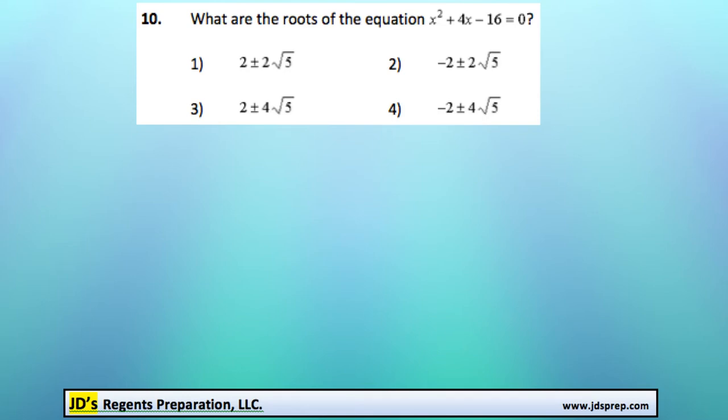This is problem number 10 from the June 2014 Algebra Regents exam. In this question, we're trying to find the roots of this equation, and we can see based on the four possible solutions, we're clearly going to have to use the quadratic equation.